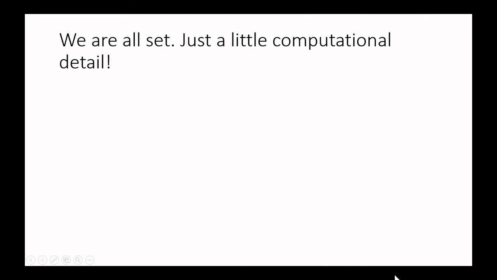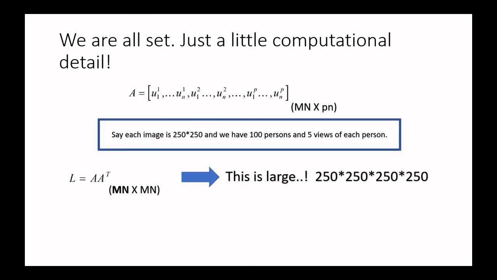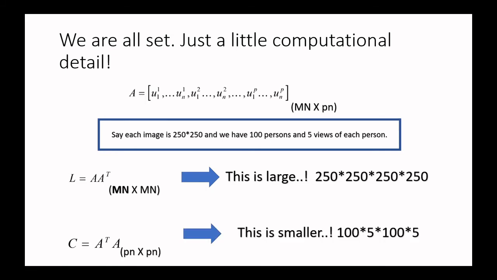We are almost done. Just one computational detail. Now, A, that is the data matrix, is mn by pn dimensional, and L, the correlation matrix, is mn by mn dimensional. This is a very large matrix. Computing eigenvectors of a large matrix is time consuming. But on the other hand, if we consider A transpose A, then its dimensions will be pn by pn, and this matrix will be considerably smaller, and thus finding the eigenvectors of C will be considerably easier than that of L. The only question is, can we find the eigenvectors of L from the eigenvectors of C?